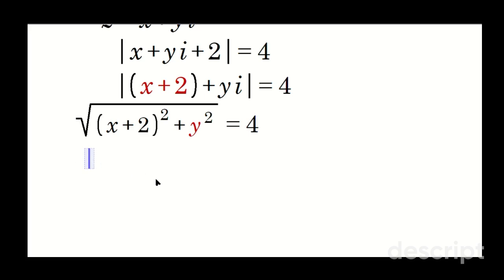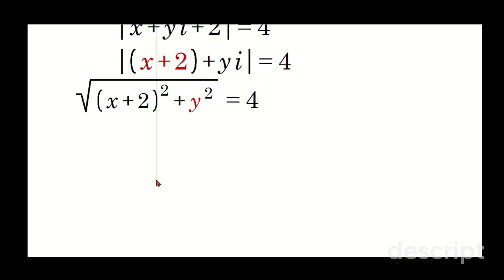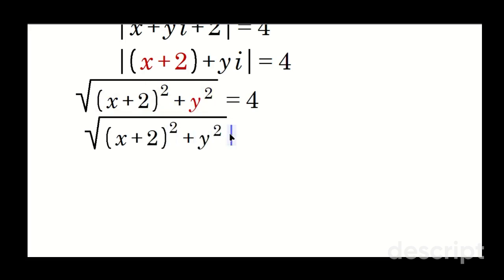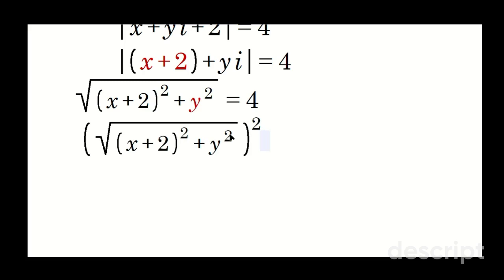Now you have to get rid of the root symbol. So you can take the square root on both sides and just square, again, x plus 2, the real part, squared, plus y squared. This whole thing has to be squared like that. Pause the video if you have to look at that expression. And it's equal to 4 squared.